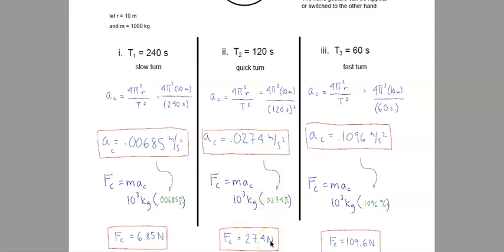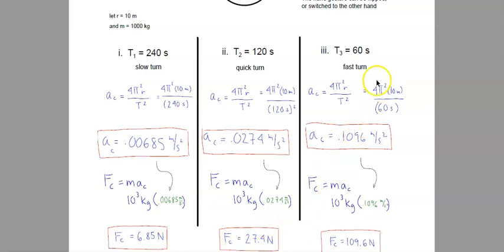So we can see that you've jumped up 4 times. When we take half of the original time, this t squared is now 1/2 squared. And 1/2 squared is 1/4, which is on the bottom of the fraction. We flip that, we get quadruple. So this 6.85 times 4 is actually 27.4 newtons.